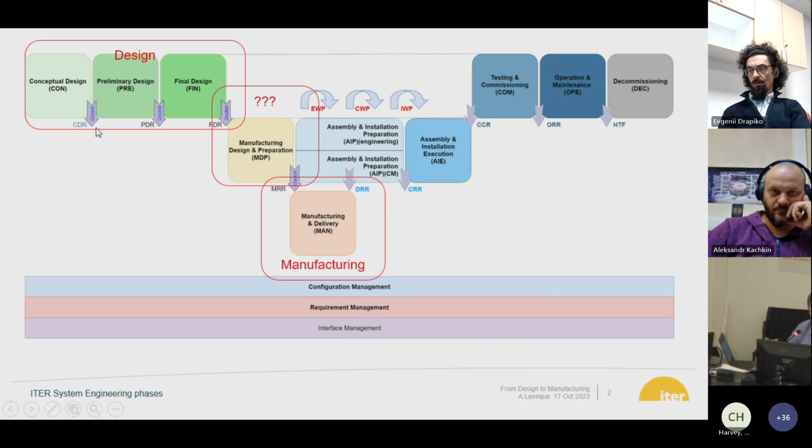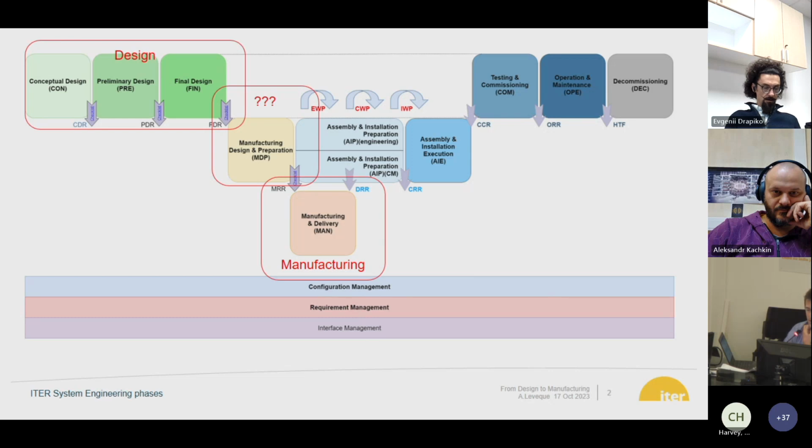On the top left, we have what we call the design phase, with the conceptual design, which is ending with a CDR, the preliminary design, which is ending with a PDR, and the final design. Once we finalize the final design, we are not yet entering the manufacturing stage, because manufacturing is the red area here, which is called manufacturing and delivery. In between, there is something called manufacturing design and preparation. It is still officially a design phase, which is commonly called the detailed design.